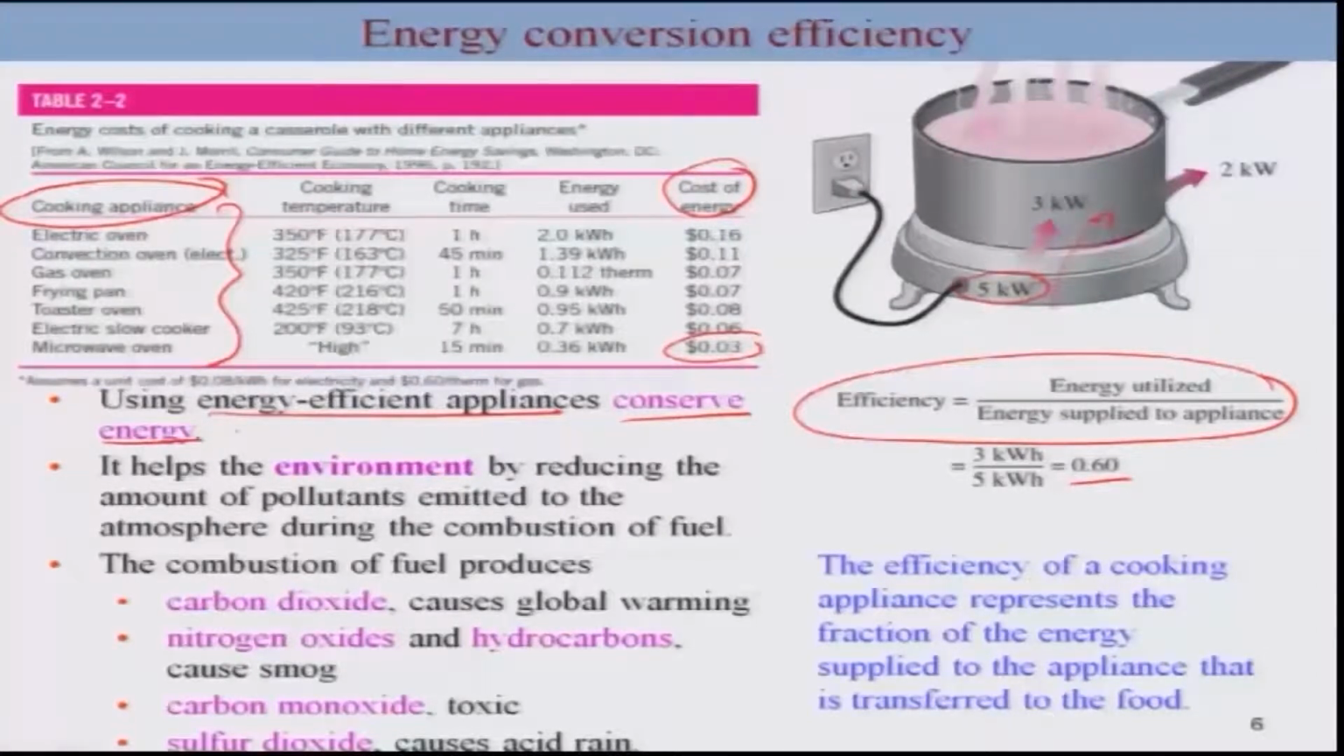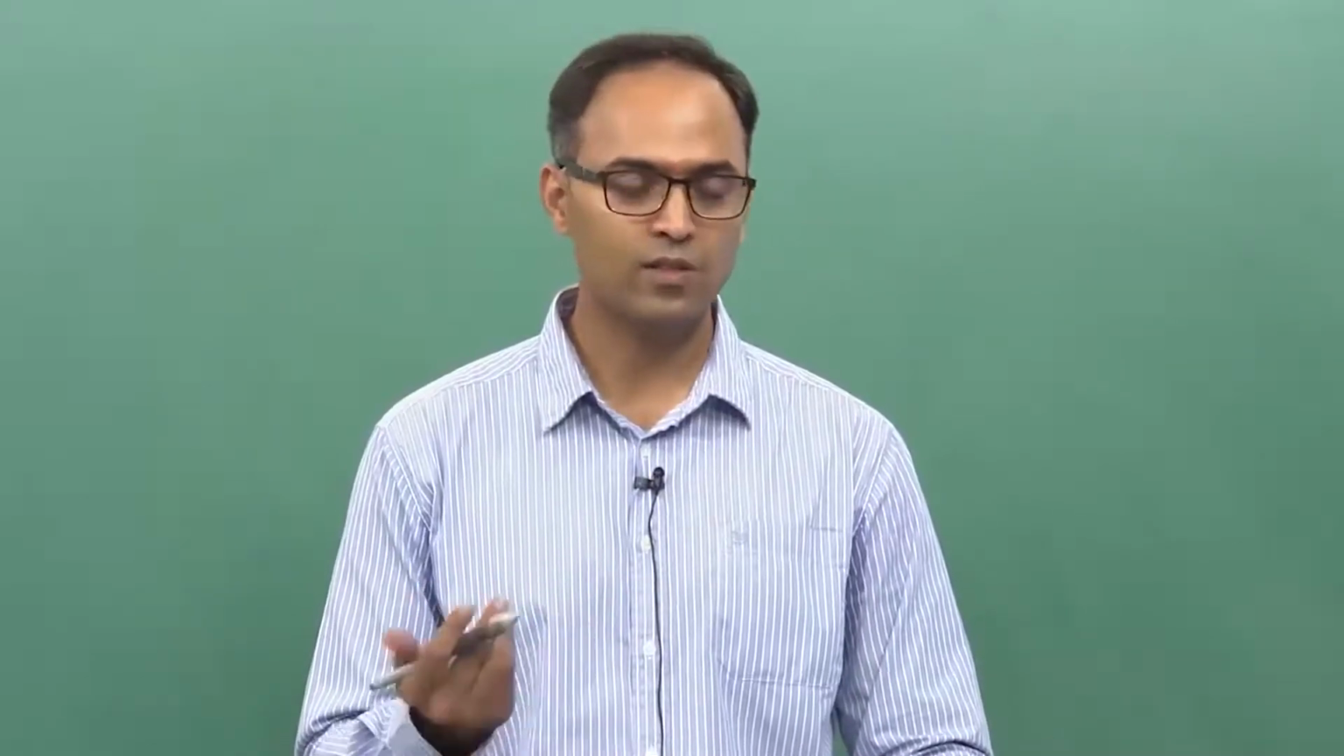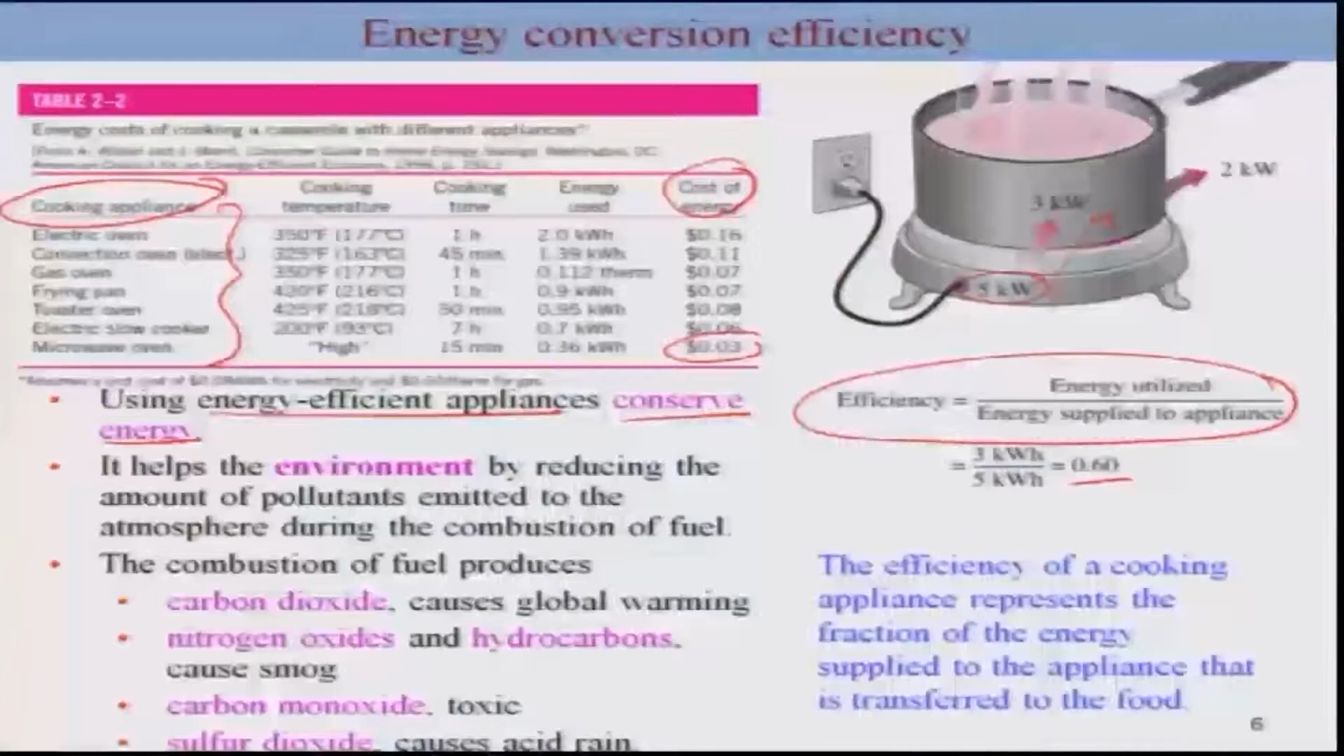And if you can reduce the combustion of fuel by any means, it is going to help the environment, because the combustion of fuel produces various gases such as carbon dioxide, which causes global warming, nitrogen oxide and hydrocarbons, which cause smog, carbon monoxide, which is toxic, and sulfur dioxide, which causes acid rain. Thus, using energy efficient devices, even if at a little higher cost, is good for the environment.